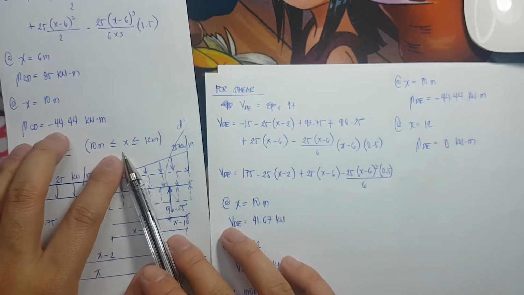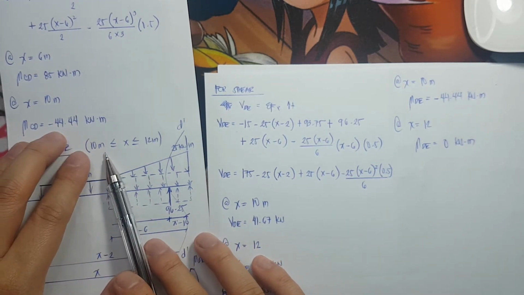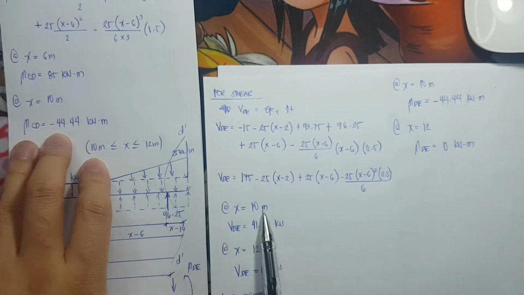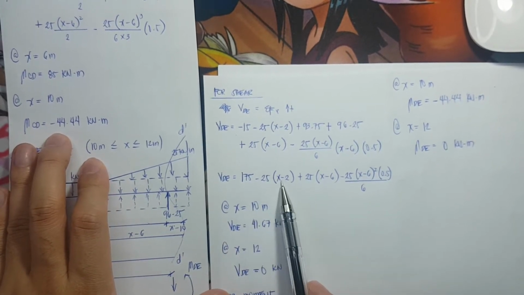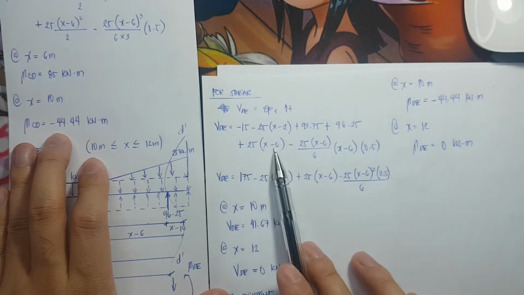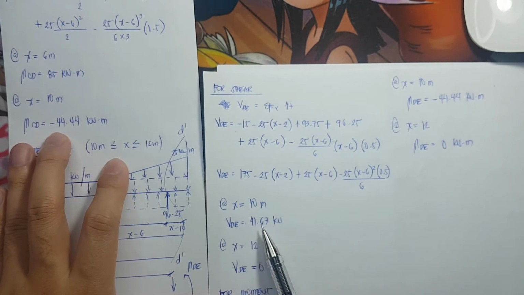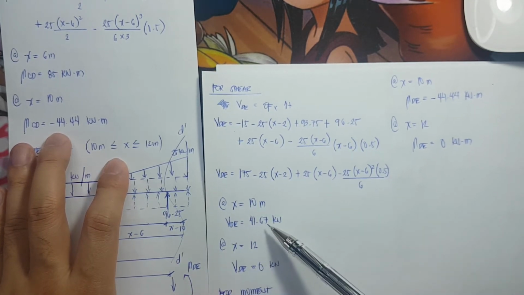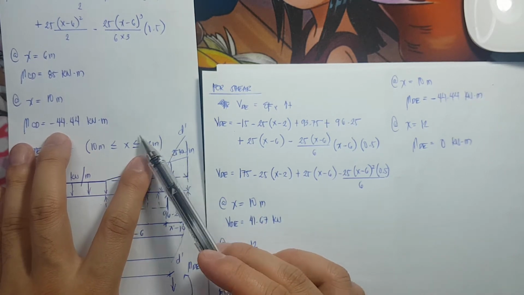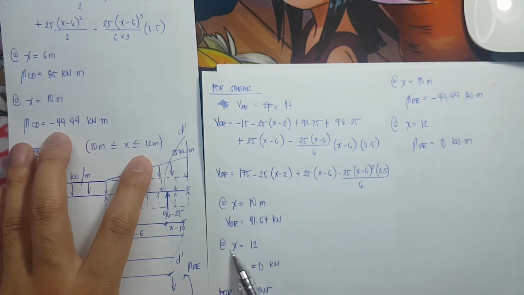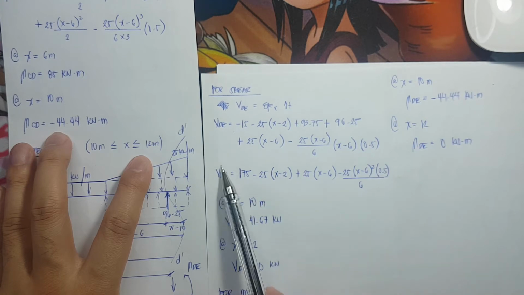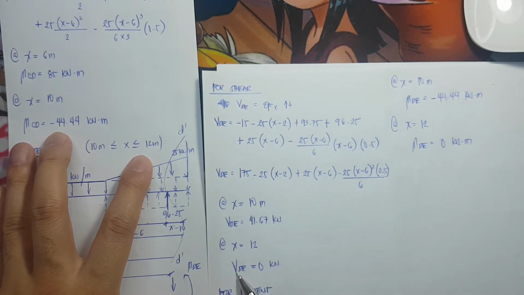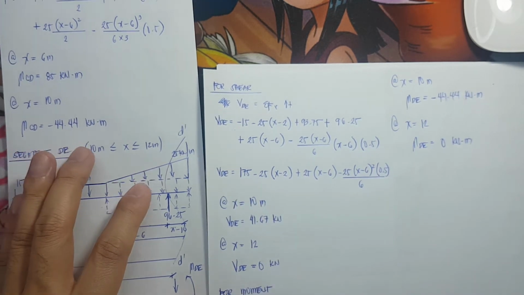So, at X is equivalent to 10, substitute the values of 10 to the X here. Shear DE is equivalent to 41.67. At X is equivalent to 12, substitute the value of 12 on all of the values of variable X here. Shear DE is equivalent to 0.